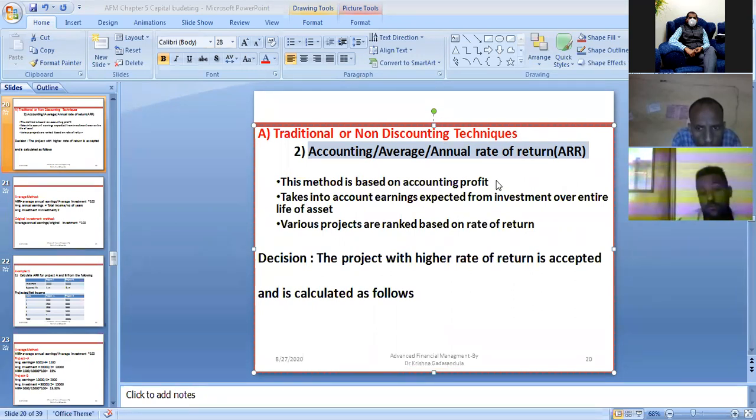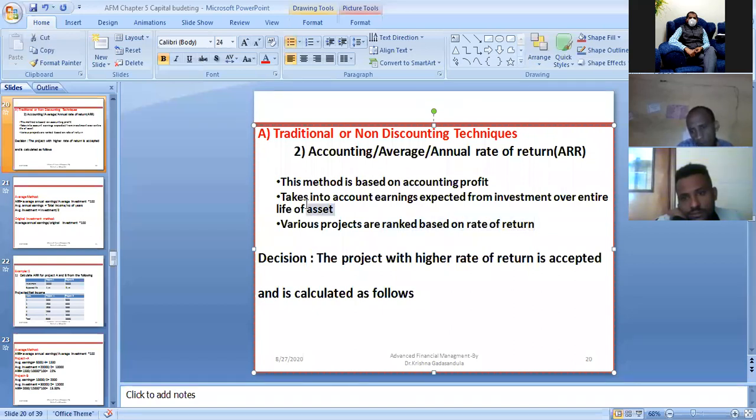The terminology itself is saying rate of return. So this technique concentrates on the rate of return, not the time period. It takes into account the earnings expected, the earnings they may consider from the investment over the entire life of the asset or the life of the project.